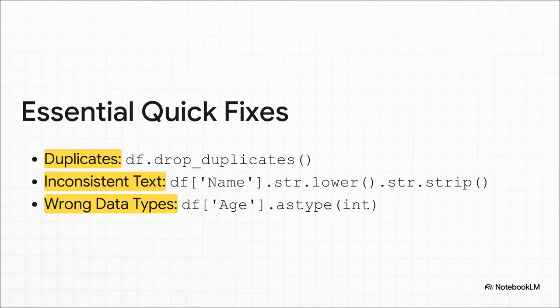You ready for some quick wins? Let's do a little rapid-fire round. You got duplicate rows? One command, df.drop_duplicates(), and they're gone. Inconsistent text? Just chain together .str.lower() and .str.strip() to make it all uniform. And that age column that's being treated like text? df['age'].astype(int). Just like that, it's a number. 3 simple lines solving 3 huge problems.